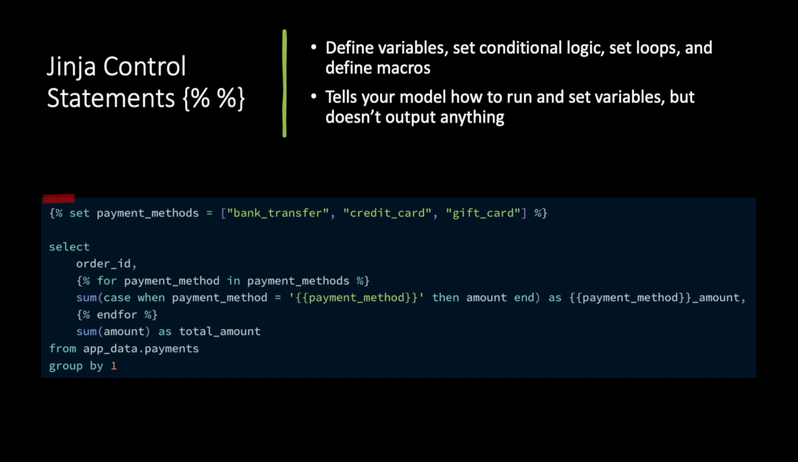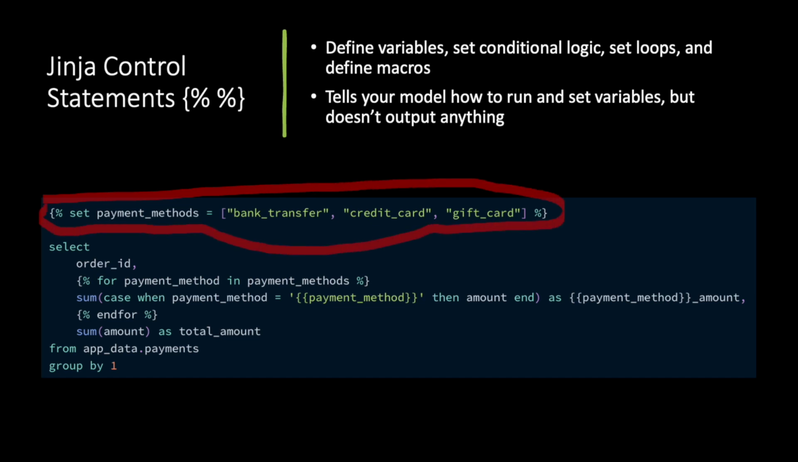A good example is when you have to set variables here. In this case, we set a list. When you want to set for loops and end for loops, those are going to be some common examples of Jinja control statements.